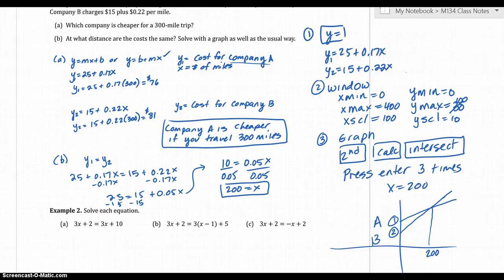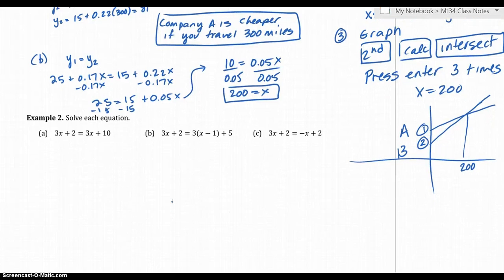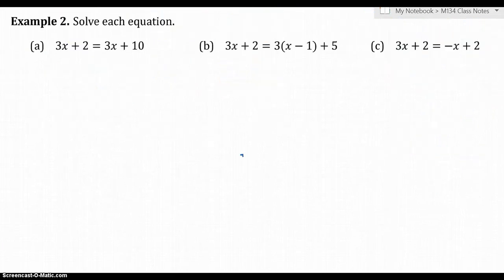So now let's look at example 2. It's a review on how to solve equations, since that's what we're going to be doing in this section. Solve each equation. Go ahead and try this. If you can. Okay, I'm going to go ahead and do the first one together because the first one's kind of tricky.